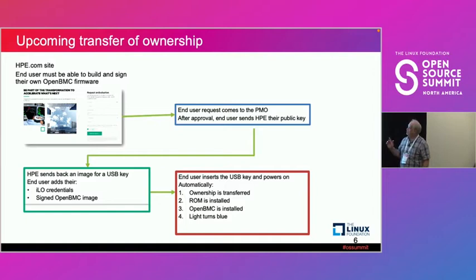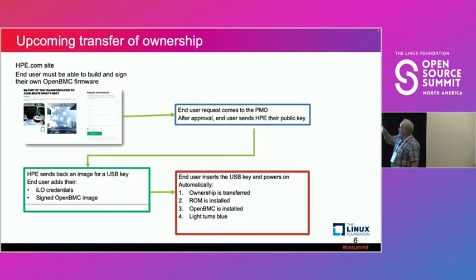So that's why we have this transfer of ownership thing. I'm just going to give you a really high level view of it. It starts off with somebody who's interested in doing this. I have my ProLiant server. I want to be able to run OpenBMC on it and deploy that to my fleet, for instance. So it starts off with going to what we call the program office, at hp.com, and it enables you to build and sign your OpenBMC firmware. We provide the keys and things like that to let you do that.